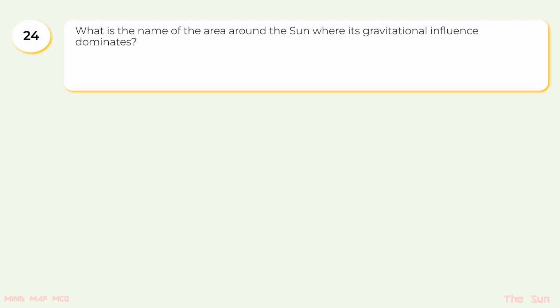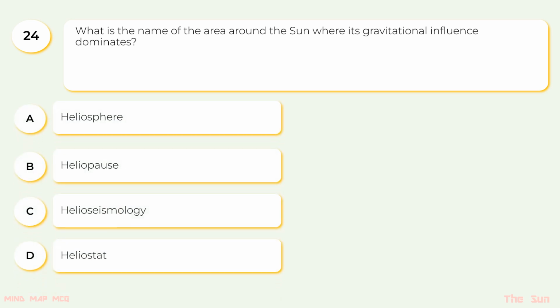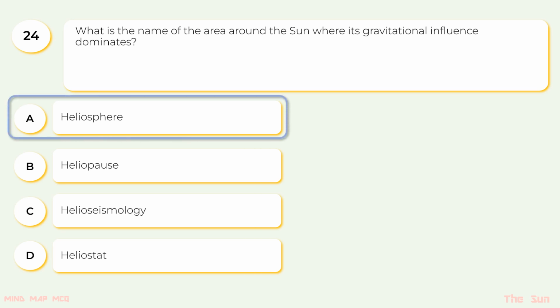Question 24. What is the name of the area around the sun where its gravitational influence dominates? A, heliosphere, B, heliopause, C, heliosismology, or D, heliostat. The correct option is heliosphere.